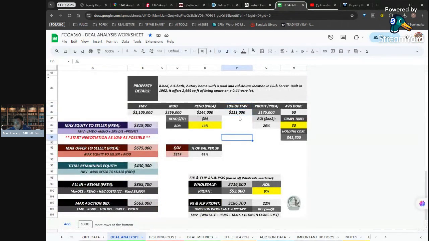Give somebody $100,000 in equity right off the bat. So that's a pretty sweet deal, and I'll put that in my listing description too. But from a rehab cost, we'll be all in at $865,700, and that's including the holding cost over here.